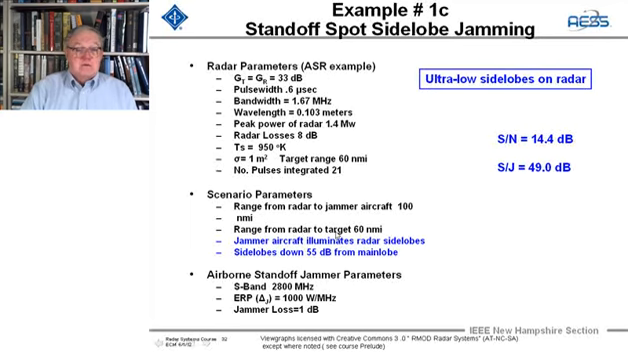on the radar. The side lobes are down 55 dB from the main lobe, and the jammer illuminates the side lobes of the radar. And again, we've got the same standoff jammer. The signal-to-jammer ratio is 50 dB, so the ultra-low side lobes help us just amazing in making things work.